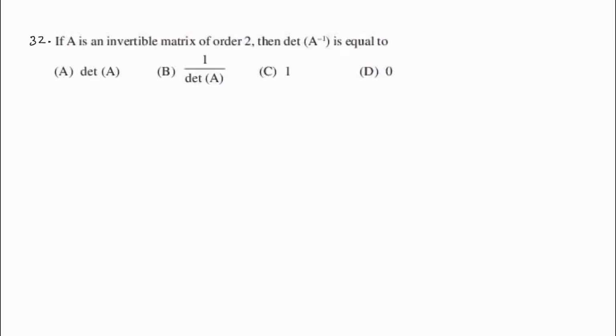Question 32. If A is an invertible matrix of order 2, then determinant of A inverse is equal to. Invertible matrix means inverse exists and it is of order 2. Then determinant of A inverse can be written as determinant of A whole power minus 1, which is 1 by determinant of A. Determinant of A can be written as determinant of A. Both are same things. So B is the correct option. This is an important question.